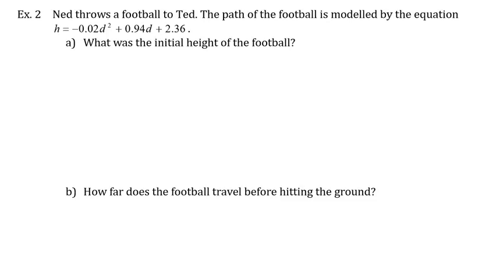Ned throws a football to Ted. The path of the football is modeled by this equation that's given here. It's important to note that when you're given the equation, it is different from all the other kinds that we've done so far where you're not given an equation and you have to develop it. So in some ways, these ones are a little bit easier, but there is one thing that you should know when you're given the equation.